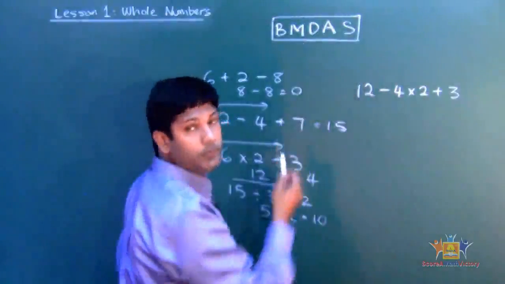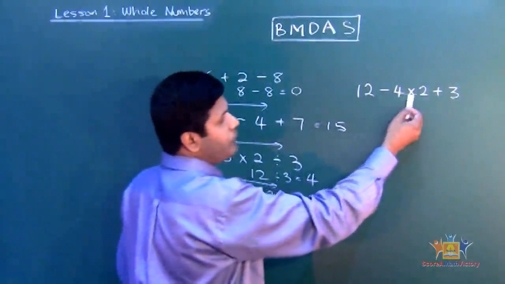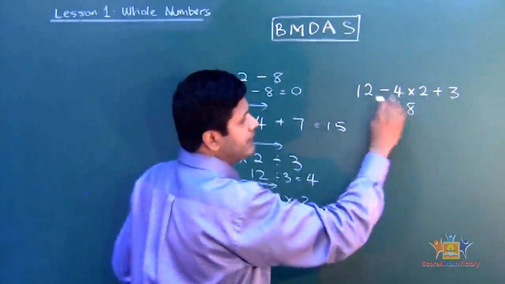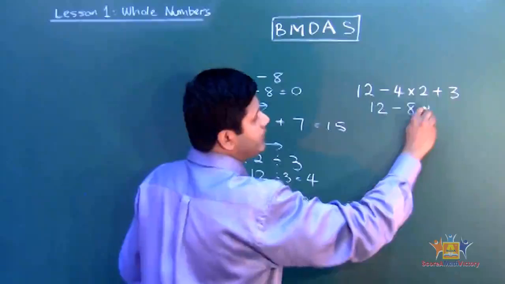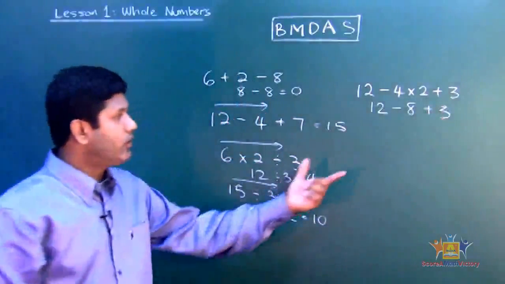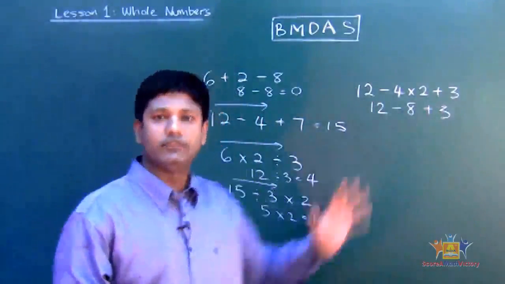So we're going to do which one first? The multiplication first. Okay, so we're going to multiply 4 times 2, which is 8. See the negative? You bring the negative back down. And then we're going to put the 12 over here and then plus 3 over here. Now we are back to what? Subtraction and addition. That means what do we do? Left to right. Exactly, left to right.